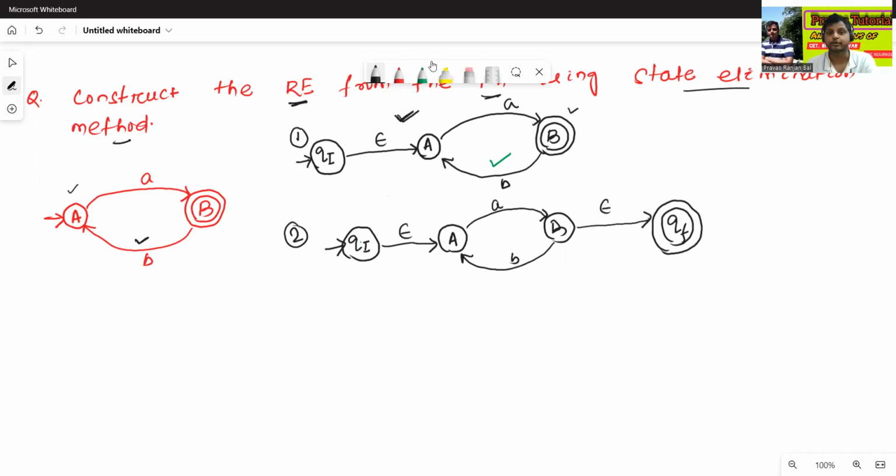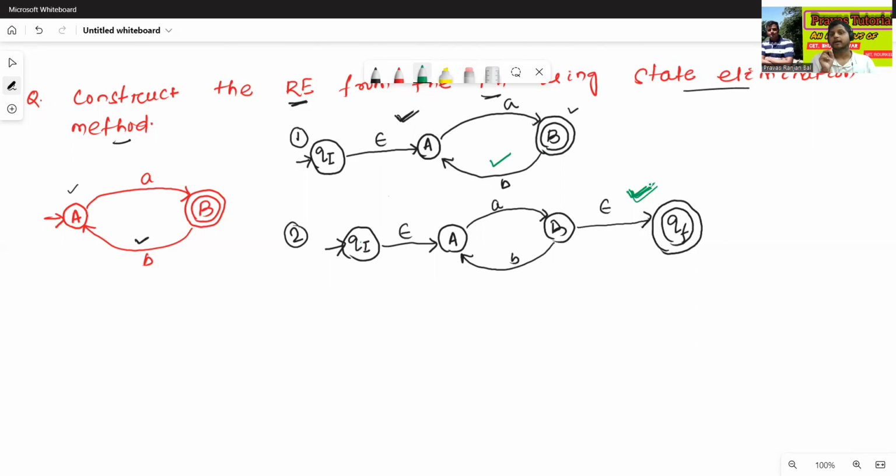Okay. Now which one is the updated finite automata? This one, the second finite automata. That means we have to check this finite automata. So what is the third rule? Is there any multiple final states? No, there are no multiple final states. So just skip the third rule.